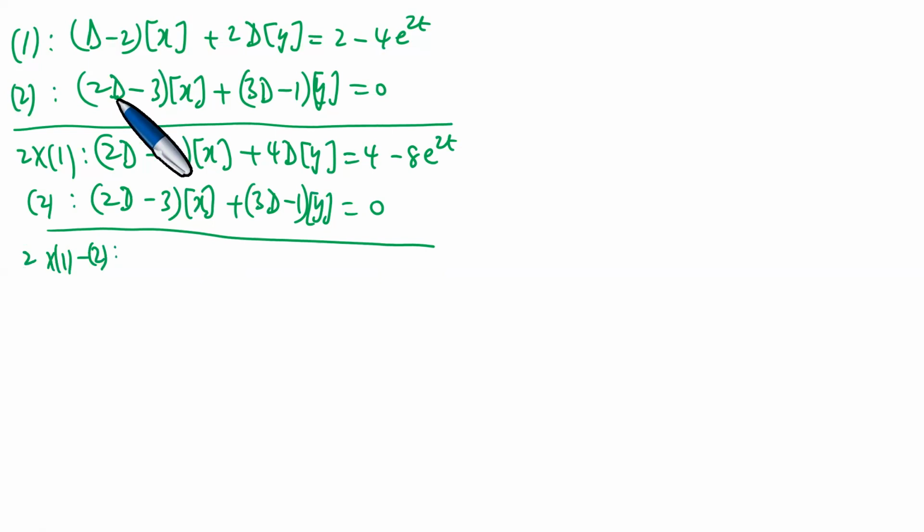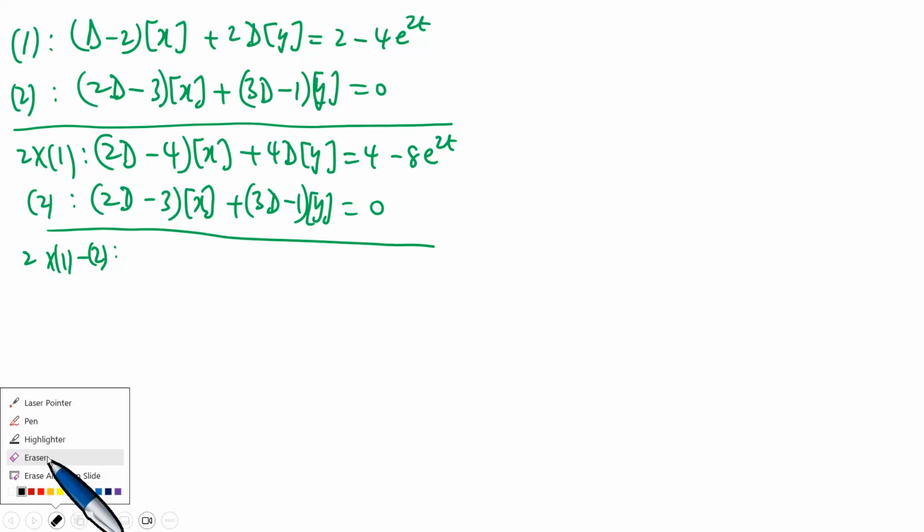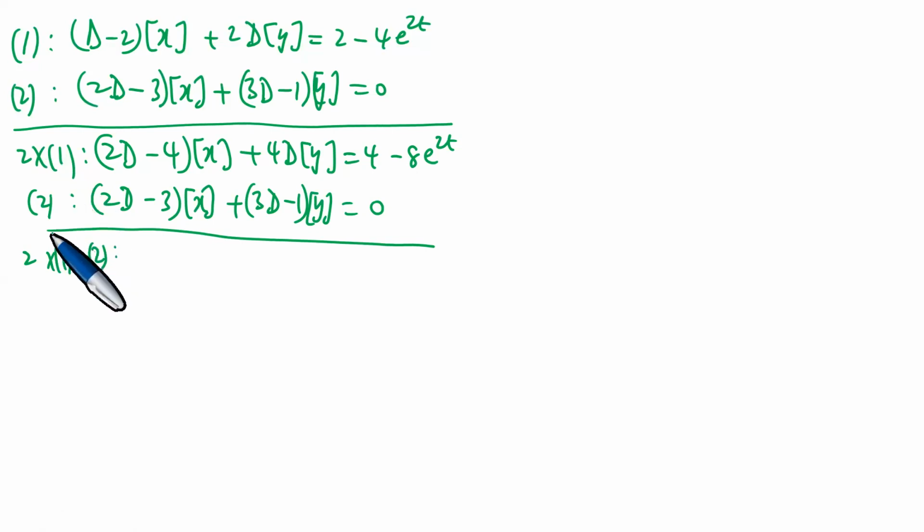You know? That became the objective. So I decided to multiply this one by 2, giving 2d minus 4d plus 4dy plus 4 minus 8, etc. Obviously, what is the objective? The objective is to remove the d operator on x. And we are in that direction, making progress. Because if you take this equation right now, and then you take this one minus this one, we'll then have 2d minus 2d, zero. And then now you have minus 4 plus 3, which is minus x.